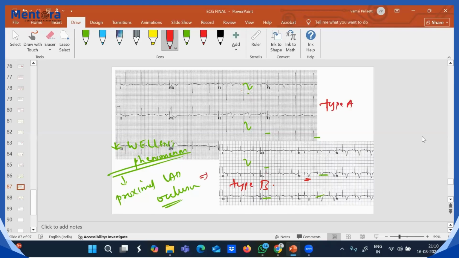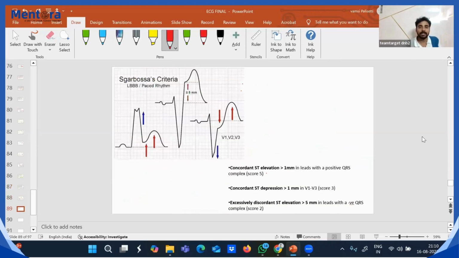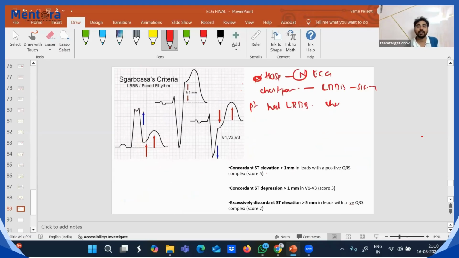And the last and final STEMI equivalent is LBBB, right? I discussed it already. If a new patient is in the hospital with a normal ECG, and now the patient develops some chest pain and has LBBB, it's a new onset LBBB, you will take it as a STEMI, right? But if the patient already had LBBB and now has chest pain, then how do you diagnose MI?